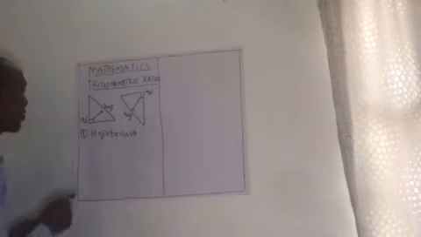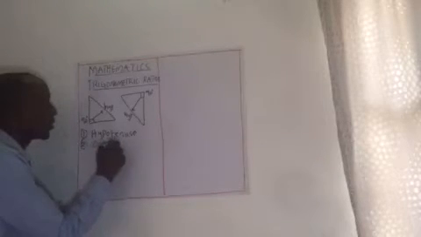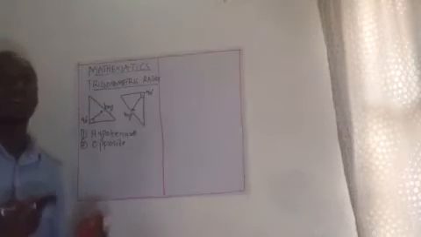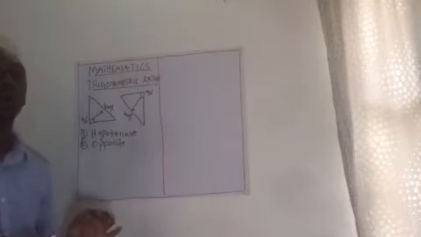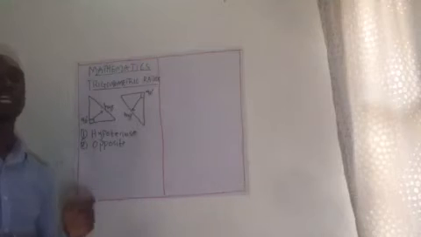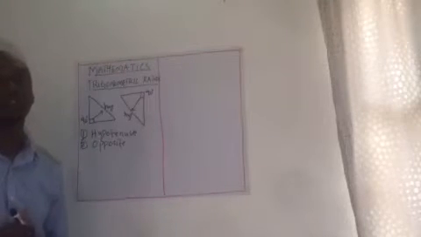Now the second side is called the opposite side. The opposite side varies. Let me write it down. The second side of a right angle triangle is called the opposite. The opposite side varies depending on the angle that is under consideration, the angle we are considering.